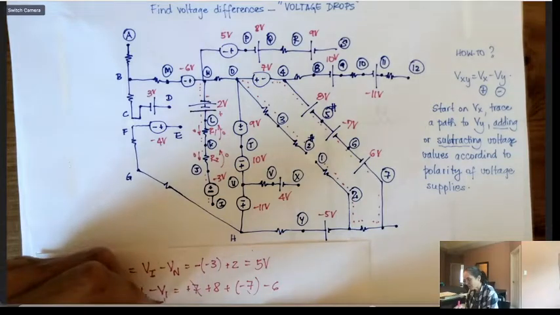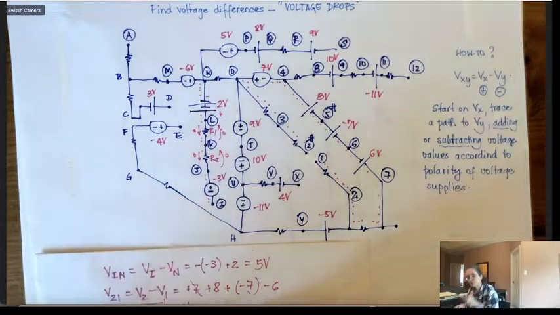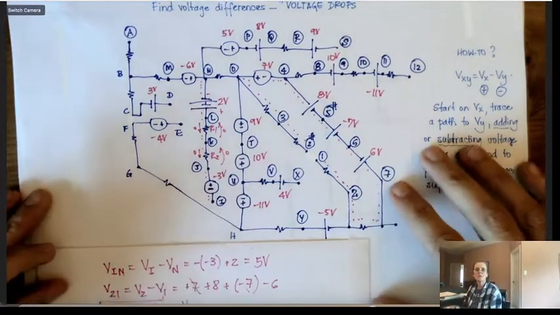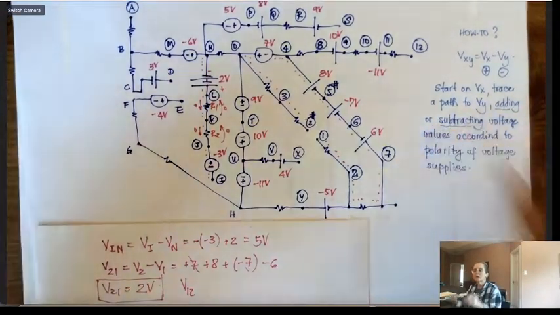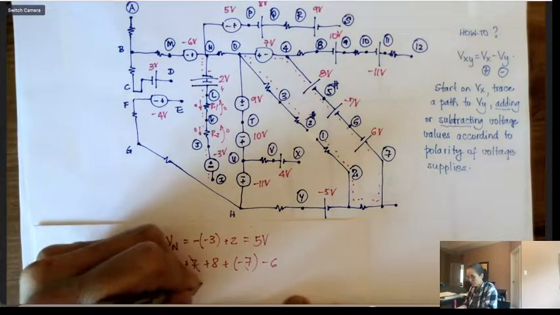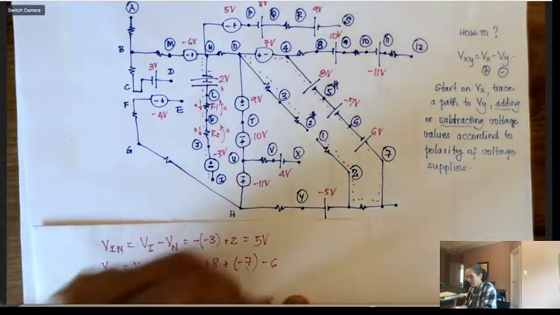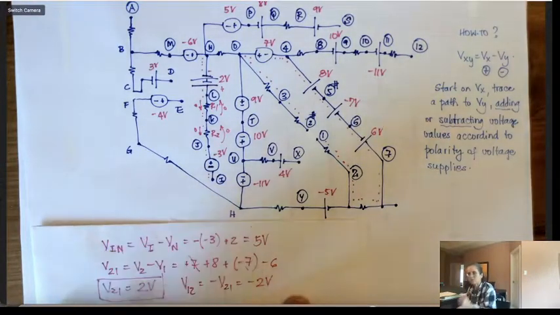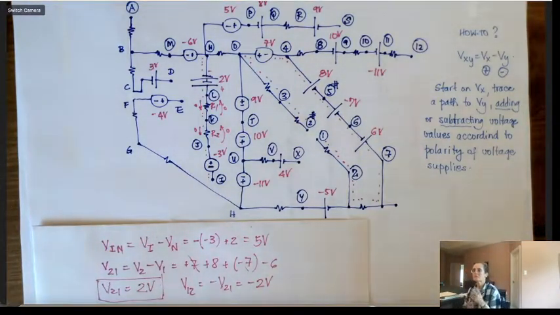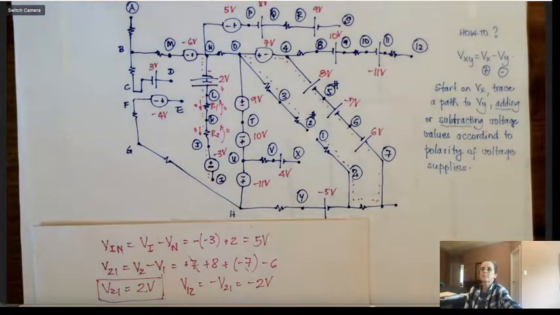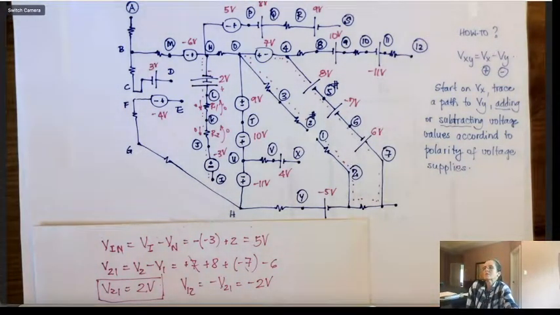If I had asked you for V1,2, and you had just gotten V21, oopsie, you could just say V1,2 is minus V21, which is minus 2 volts. I hope this helps with voltage drops or any voltage drop questions on an exam.